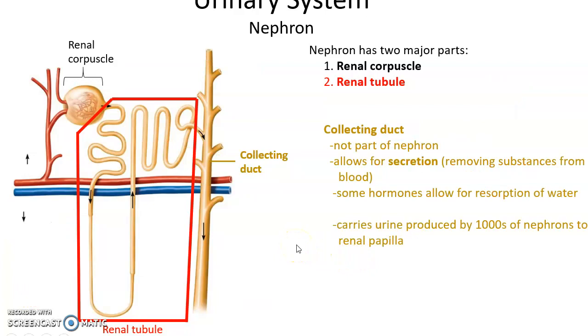The collecting duct is not part of the nephron. It is a separate structure. It is receiving urine from thousands of nephrons, and it will transport that urine down deeper into the kidney, down to the renal papilla, where eventually the urine gets emptied into the minor calyx. The collecting duct does allow for some tubular secretion, so some substances from the bloodstream will enter the collecting duct. And also, of course, water. Water can also be secreted and resorbed depending on hormones that are released.